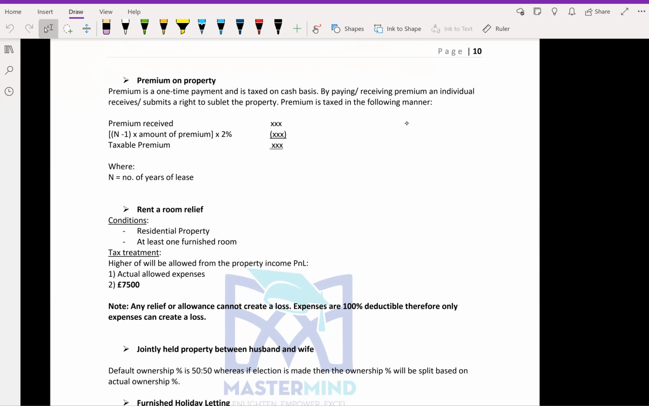But usually, and this usually happens in commercial properties, a commercial use may be different to what the property is currently giving you.